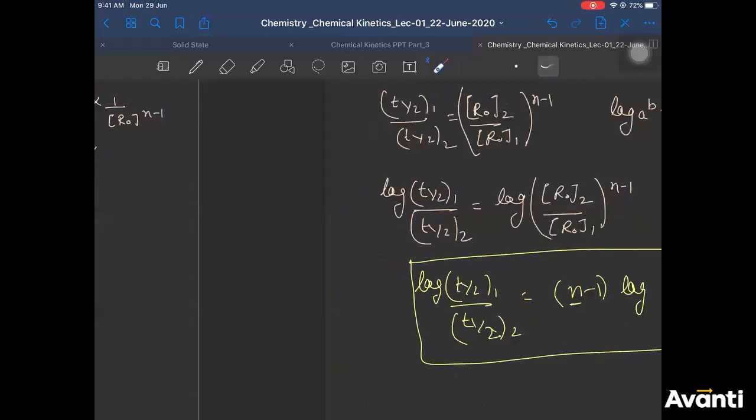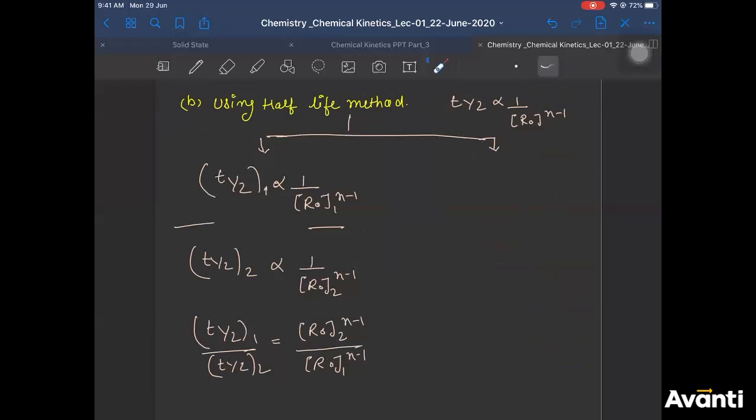Correct? Now, the graphical method is very easy. If the graphs are given, if your order is 0, put the value of n as 0 here. So 0 minus 1 is minus 1. You'll get R naught power minus 1, which is in the denominator, so it goes to the numerator and becomes R naught power plus 1. So your t half is proportional to initial concentration if it is a zero order reaction. So your graph will come like this.